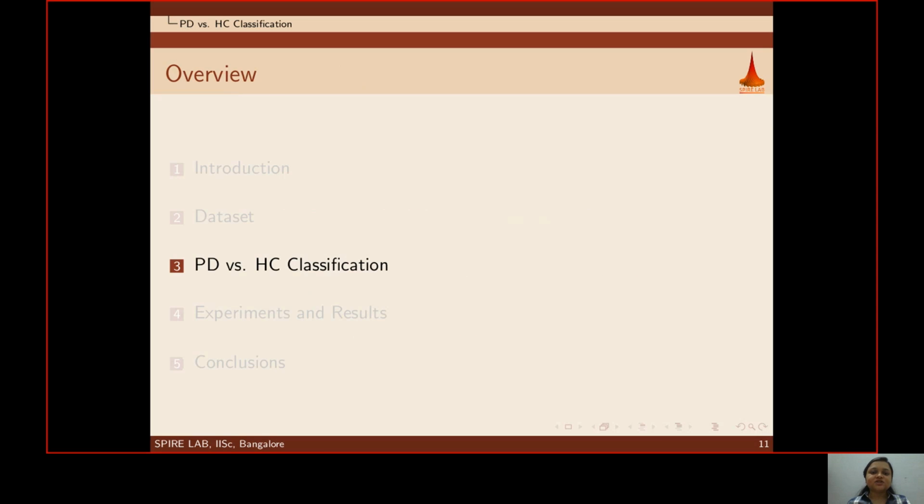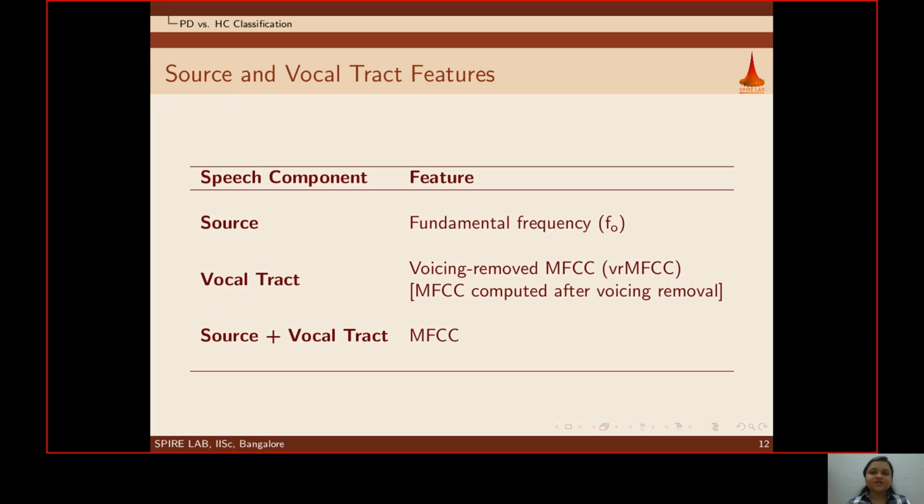Now let us look at the details of PD versus HC classification protocol used here. As already mentioned, here we explore source and vocal tract based cues for doing the classification. To quantify source information, fundamental frequency F0 is used. The vocal tract information without any influence of the source component is captured using voicing removed MFCC or VRMFCC, that is MFCC obtained from voicing removed speech. I'll explain more about the voicing removal procedure in the next slide.